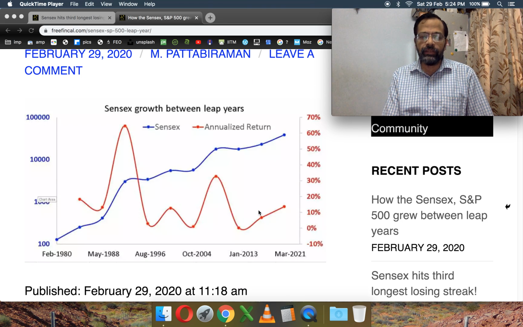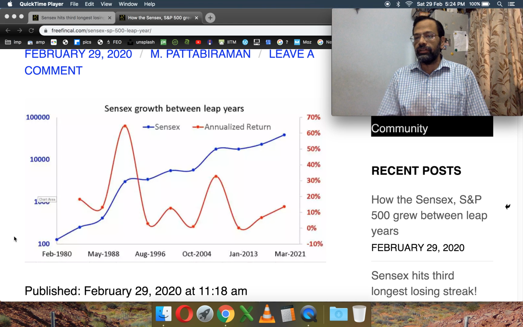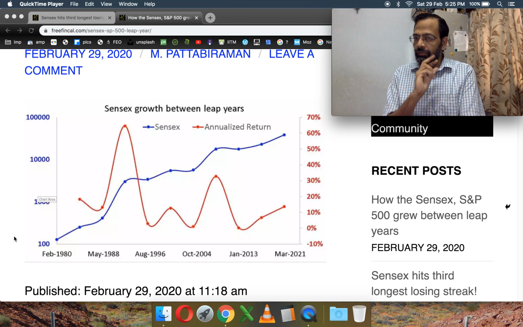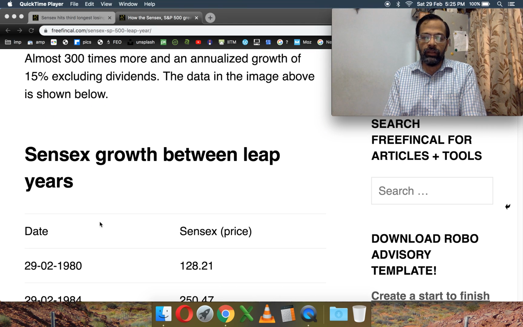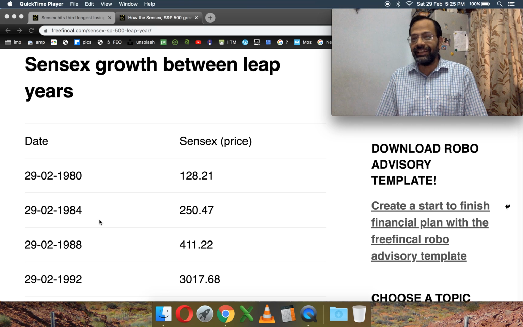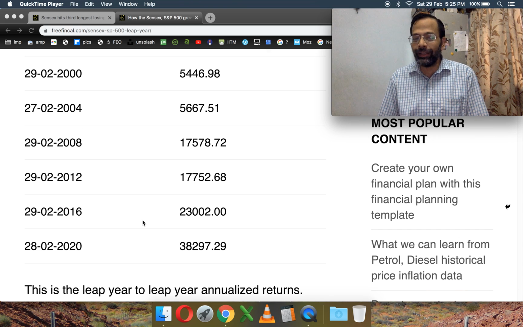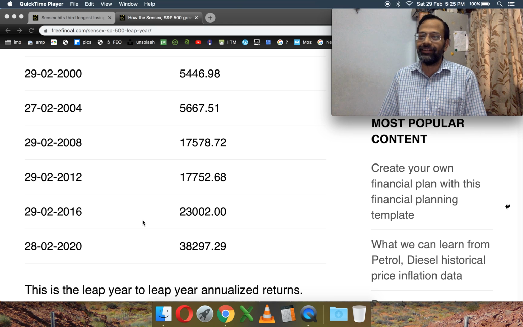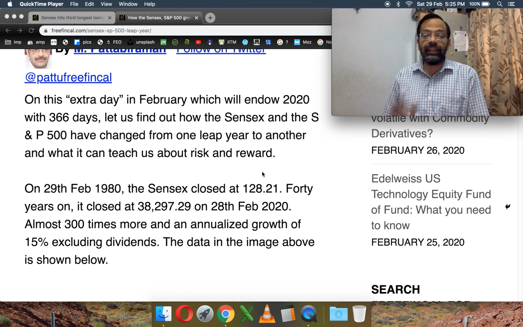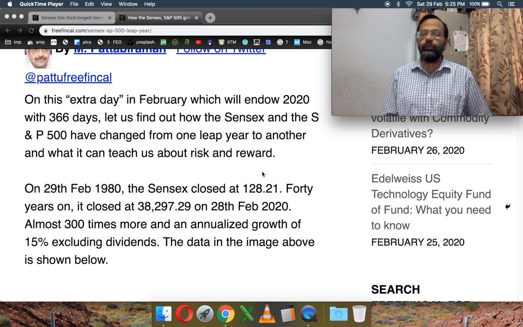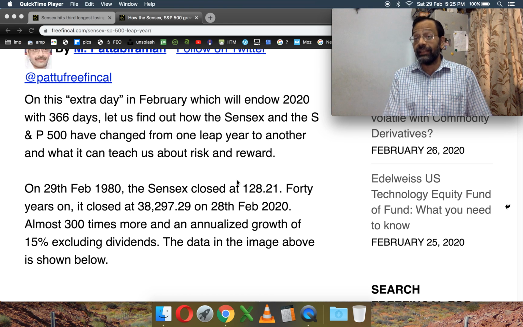So there are only 11 data points from April 1979 for leap years, and you can see them. The blue is the growth of the Sensex shown in log scale, and the red is the annualized return or the CAGR for every 4-year period, that is from leap year to leap year. On 29th February 1980, the Sensex closed at 128.21. On 28th February 2020, the Sensex closed at 38,297. That's a big jump. That is almost exactly 15% without counting dividends. Dividends you can take about 1.5 to 2%, so that's almost 17% annualized growth in the Sensex, without taking into account the ups and downs, just the point-to-point growth.